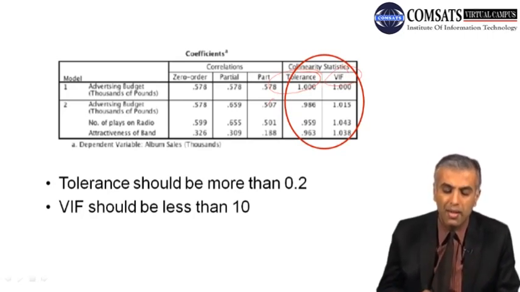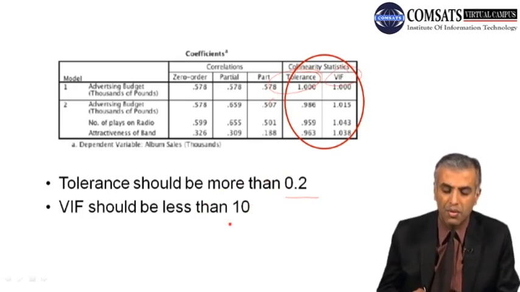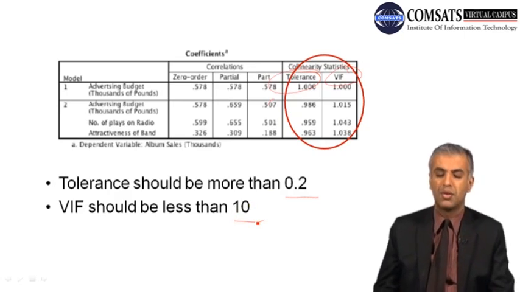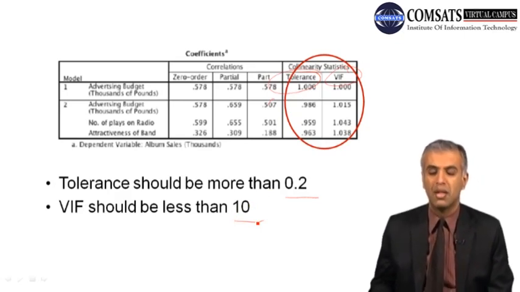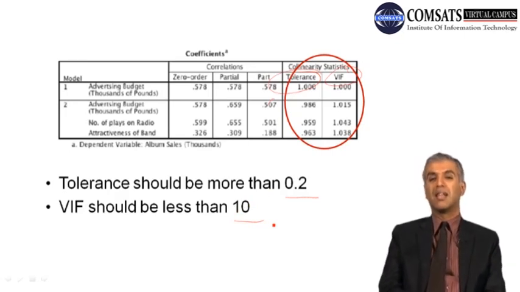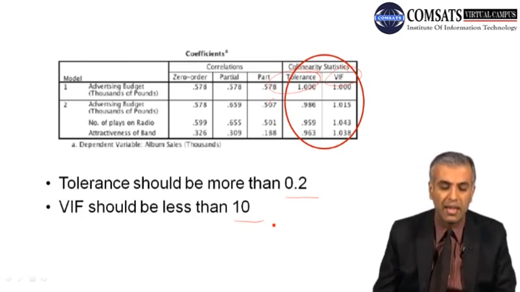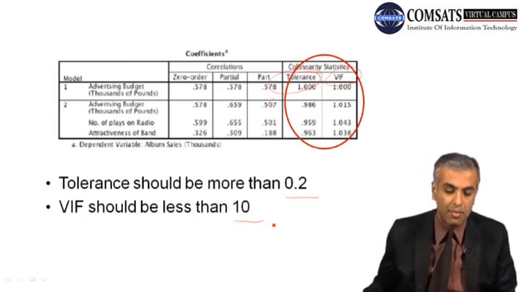The golden rule here is that tolerance should be more than 0.2. And again, VIF is opposite to tolerance, so it should be less than 10. So based on these values, we can assess whether the data set is multicollinear or not. And if it is, then we have to treat the data accordingly to minimize this multicollinearity issue.